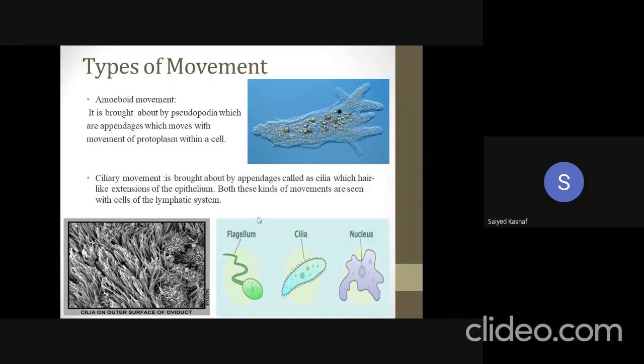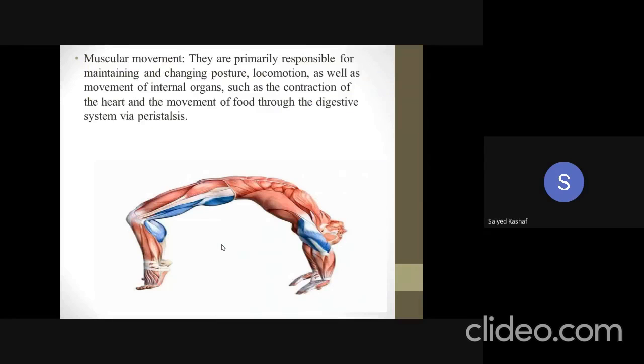Another mode of locomotion also seen in humans is flagellar movement, which is responsible for the movement of the mature sperm cell, right? Another one is muscular movement. So the third one is muscular movement.